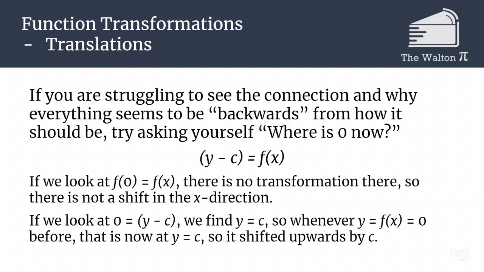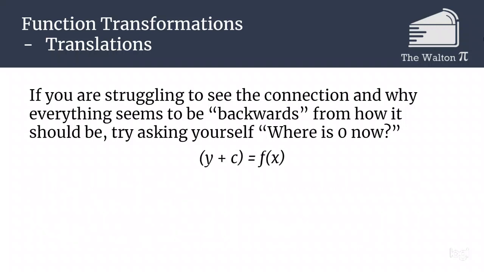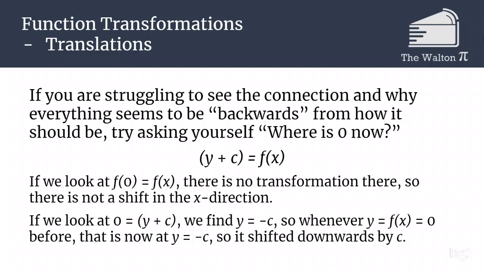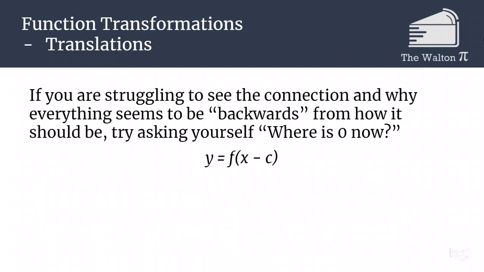Similarly, if we look at y plus c, again, there's no change in the x direction because it's still f of just x. So it's not shifted around in the x direction, but if we look at 0 equals y plus c, then we find that y equals minus c. So whenever y equals f of x was 0 before, that now happens at y equals minus c, so the entire graph has been shifted downwards by a distance c.